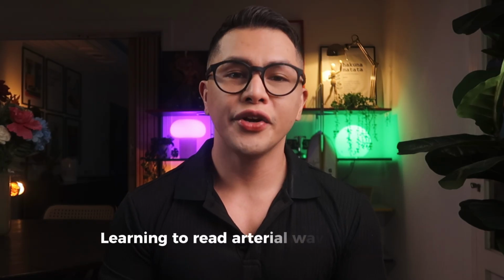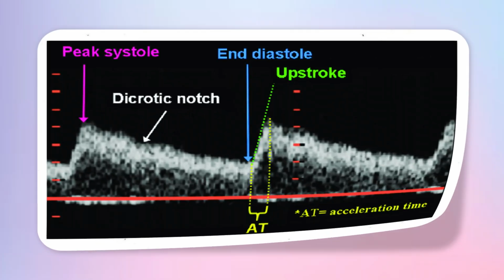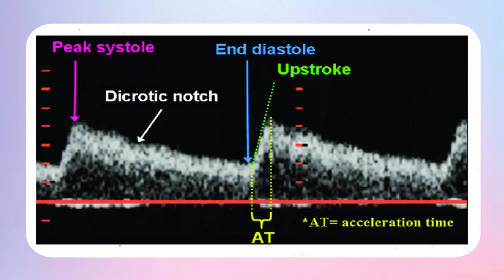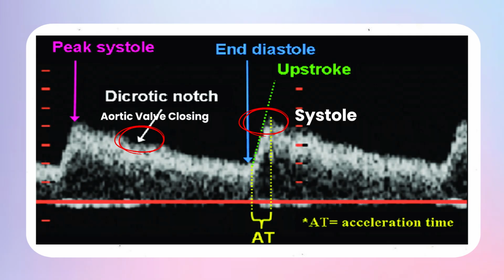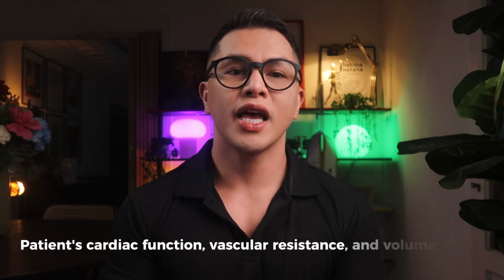But here's the game changer: learning to read arterial waveforms. Look at this normal waveform. See that sharp upstroke? That's systole. The dicrotic notch here? That's your aortic valve closing. This waveform tells a story about your patient's cardiac function, vascular resistance, and volume status. Now, let me show you what problems look like.